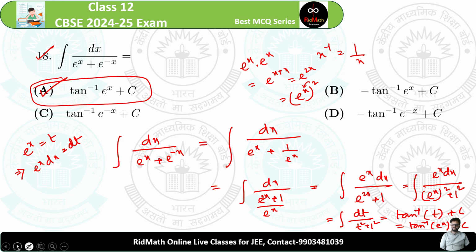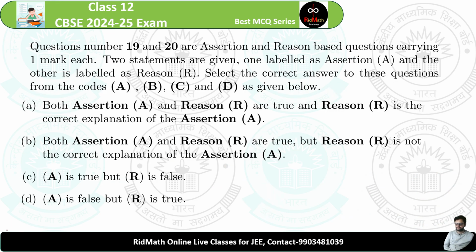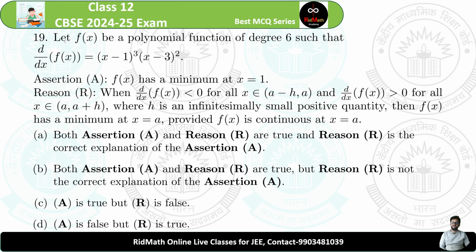Next problem, question number 19 and 20, assertion reason based question. Question number 19, let f(x) be the polynomial function of degree 6 such that d by dx of f(x) is equal to (x minus 1) whole to the power 3 and (x minus 3) whole square. Okay, the assertion is f has a minimum at x equal to 1.